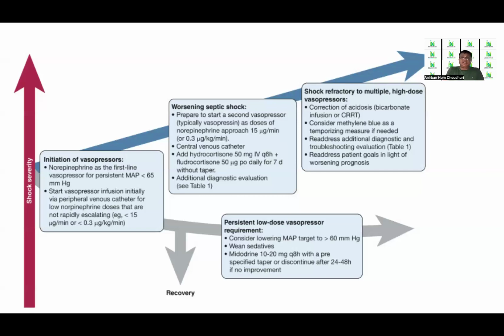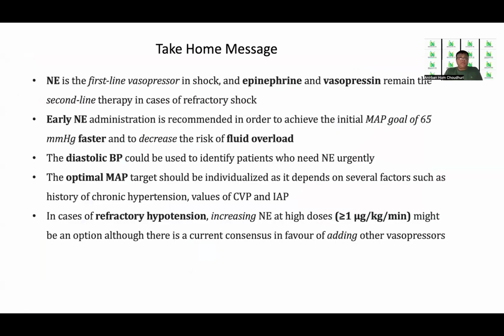And if the shock is still refractory to multiple high-dose vasopressors, we have to correct the acidosis. We have to consider methylene blue. We have to readdress the additional diagnostic and troubleshooting evaluation, and also readdress patient goals in the light of worsening prognosis. So all this is the road to the proper justifiable use of these drugs. My final take-home message is that norepinephrine is the first vasopressor in shock, and epinephrine and vasopressin remain the second-line therapy in cases of refractory shock.